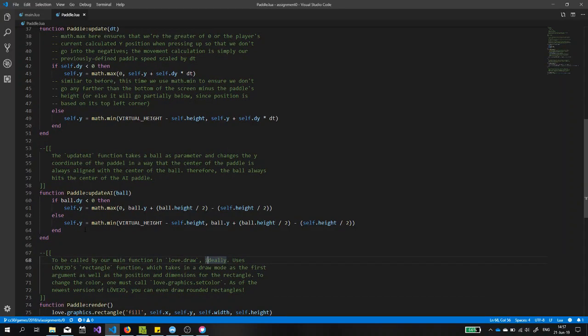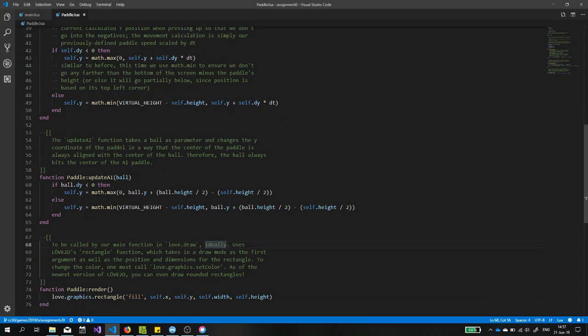Here it is. As I wrote here in the description, it takes a ball as parameter, an object of the ball class, and changes the y coordinate of the paddle in such a way that the center of the paddle is always aligned with the center of the ball. To do this, I first look if the dy of the ball is smaller than 0, because this means that the ball is moving upwards, kinda.